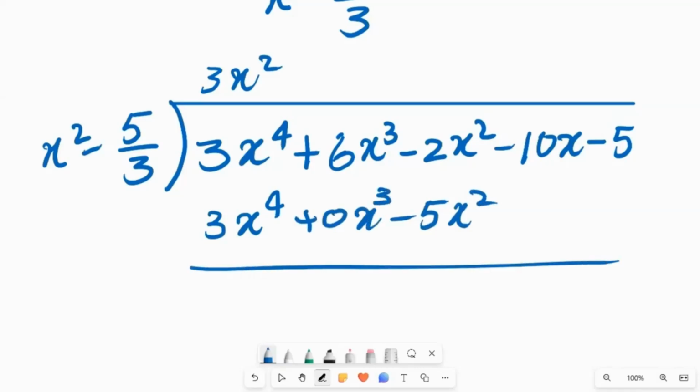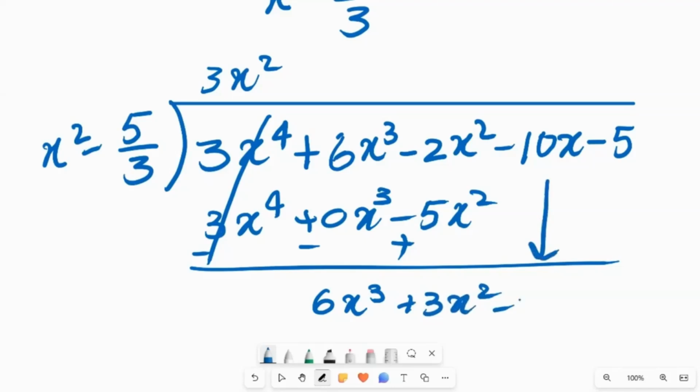Next step is we change all the signs. This would be minus, this would be minus, this would be plus, and now add. So this should be 0. 6x cube minus 0x cube is still 6x cube, and minus 2x square plus 5x square is 3x square. So this should be 3x square. I bring this down, minus 10x.